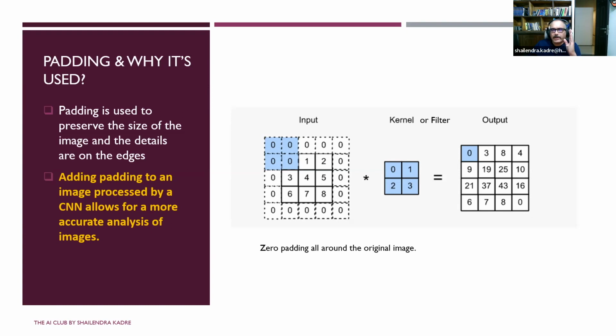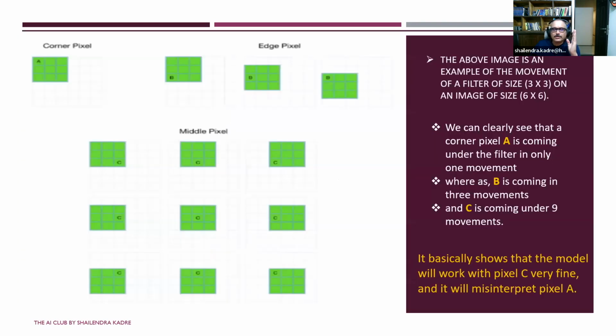You may have some questions about padding. Just hold on for a minute. I'll take you to something like this. I have a 6 by 6 image here on the left side, in which I am marking the corner pixel. And I'm making a convolution with a 3 by 3 filter. Now let us see what happens.